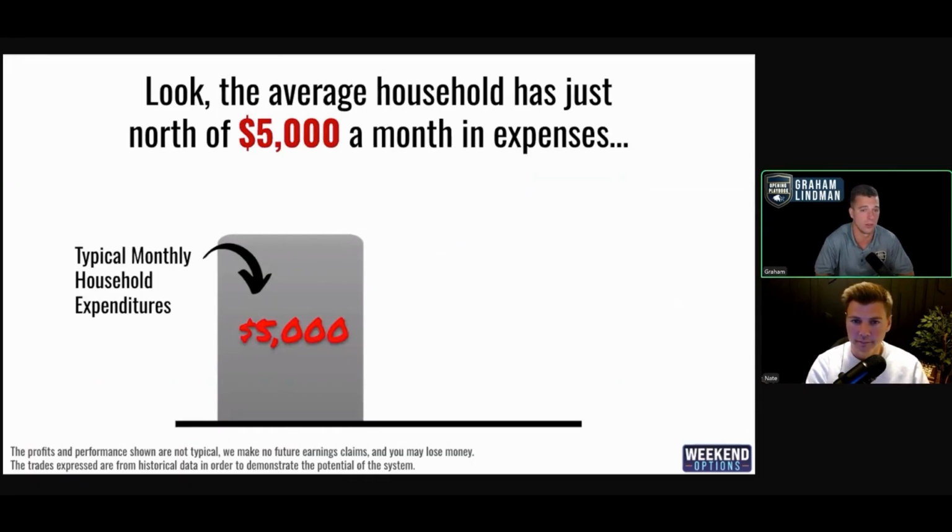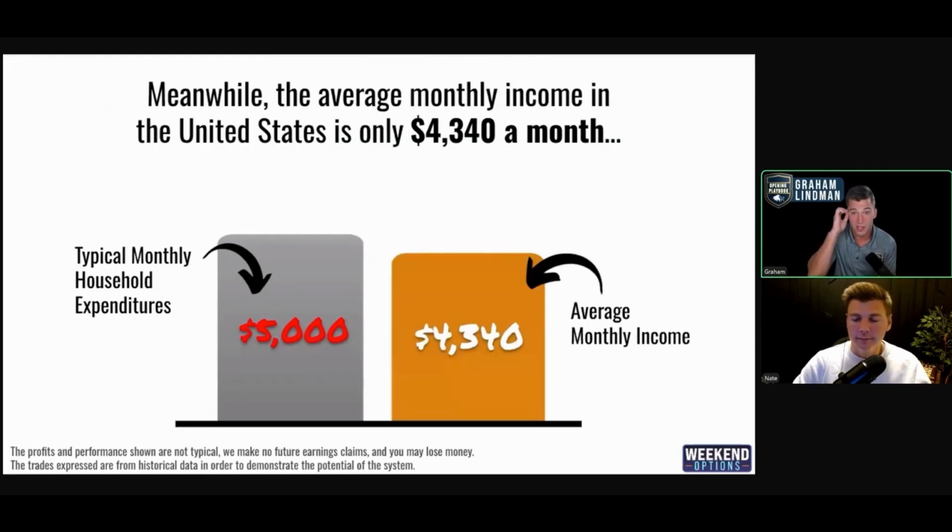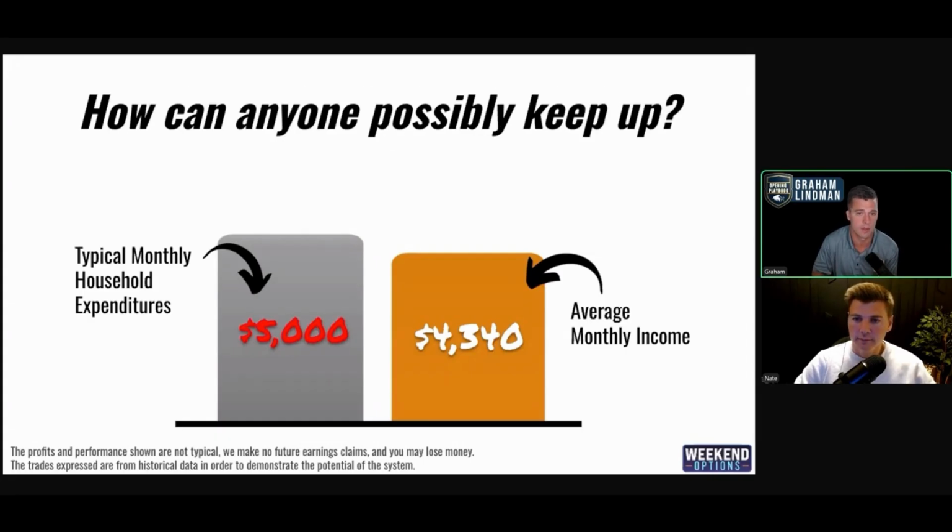Now, the average household, to go back on this, has $5,000 a month in expenses. I know my household is slightly over that amount. Slightly. I wish my house was $5,000. Yeah. I'm talking about things like healthcare, food, transportation, clothing, electricity, just the bare necessities. Meanwhile, the average monthly income in the U.S. really hasn't grown that much over the last few years: $4,340 a month.